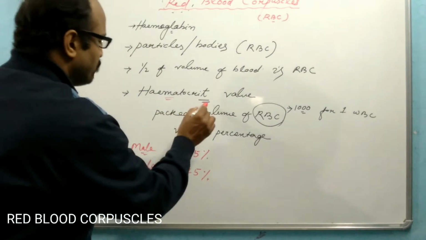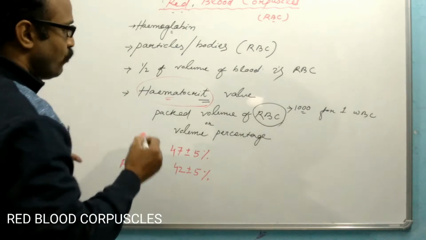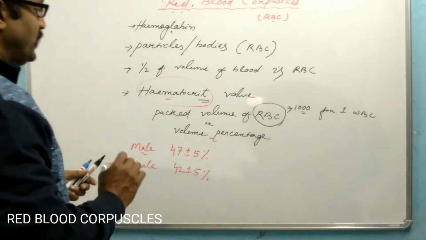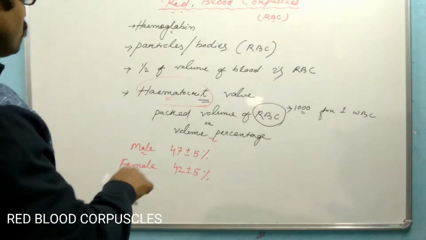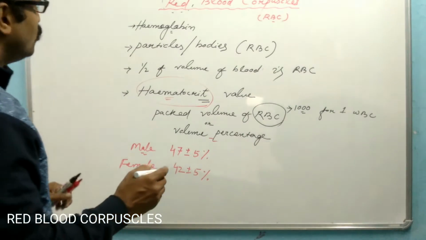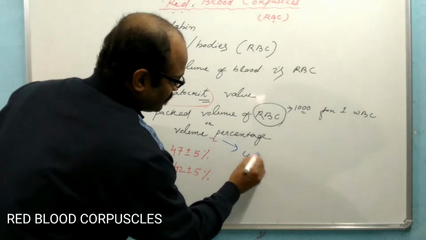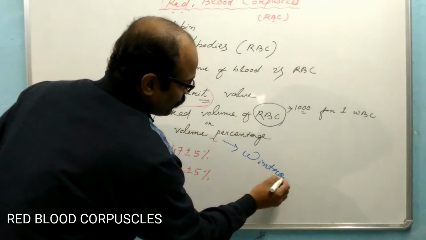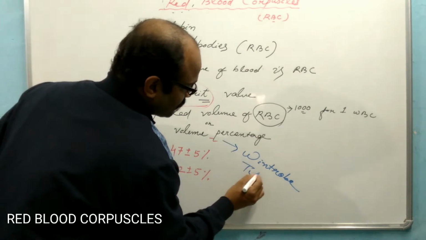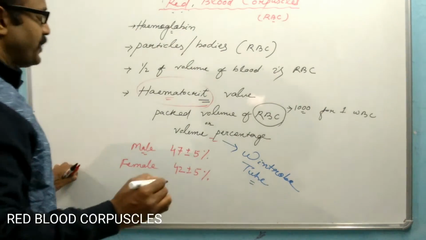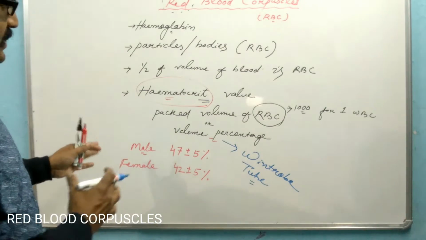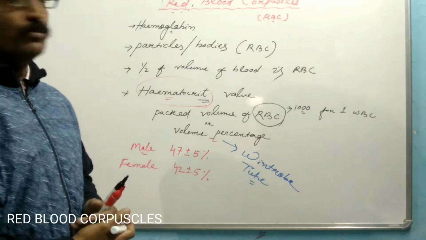And such hematocrit value is important, and it is estimated by the instrument known as the Wintrobe tube. So such hematocrit value is estimated by the Wintrobe tube.